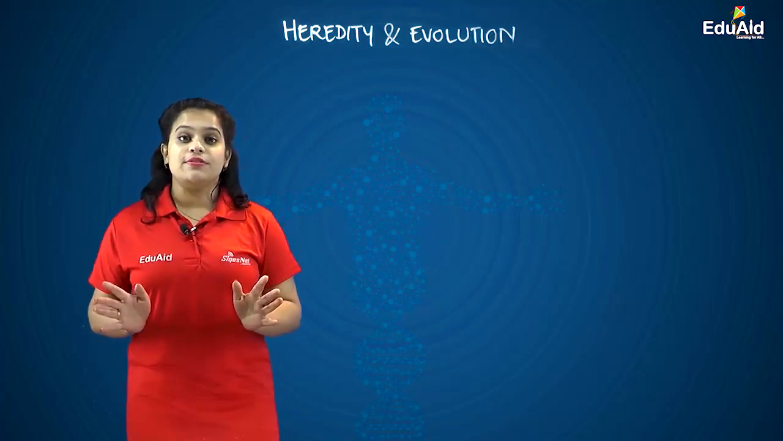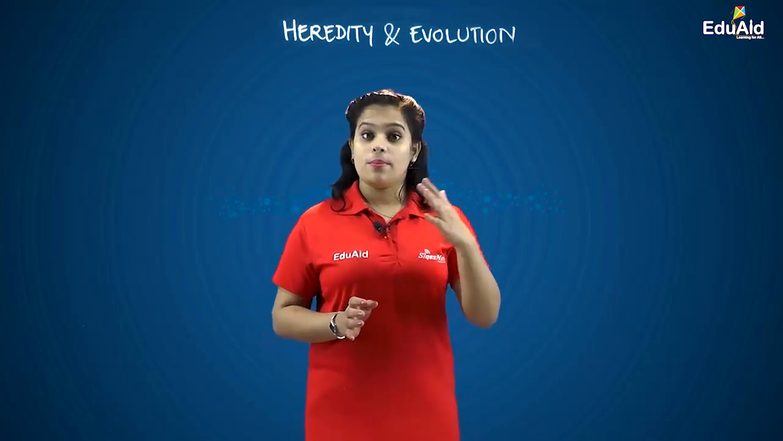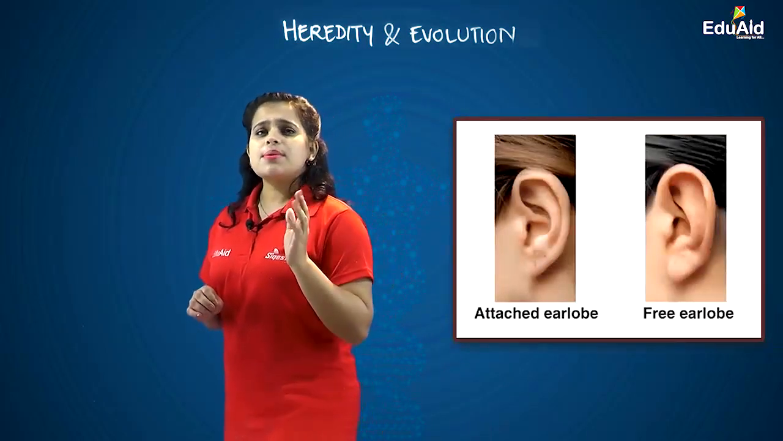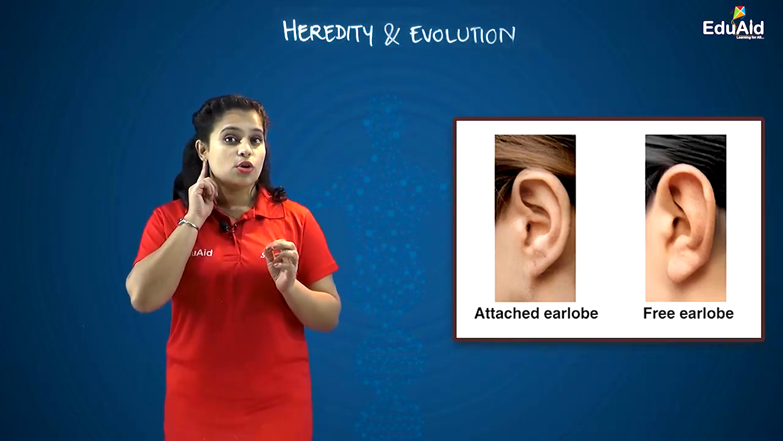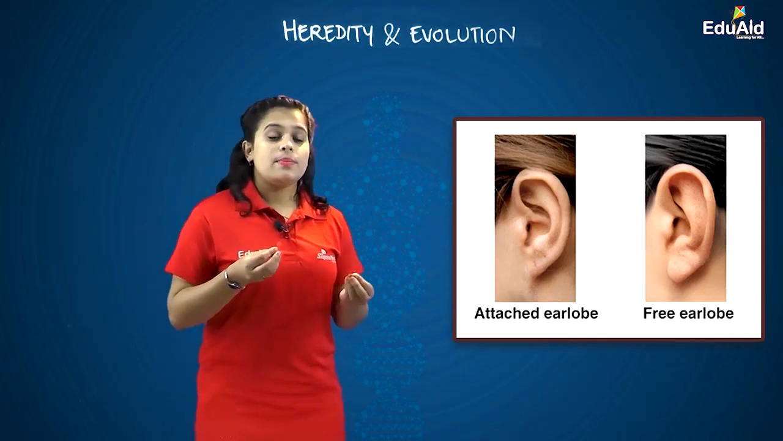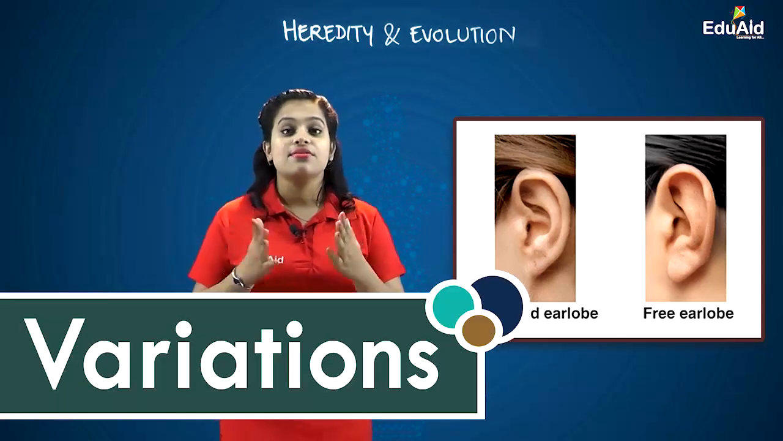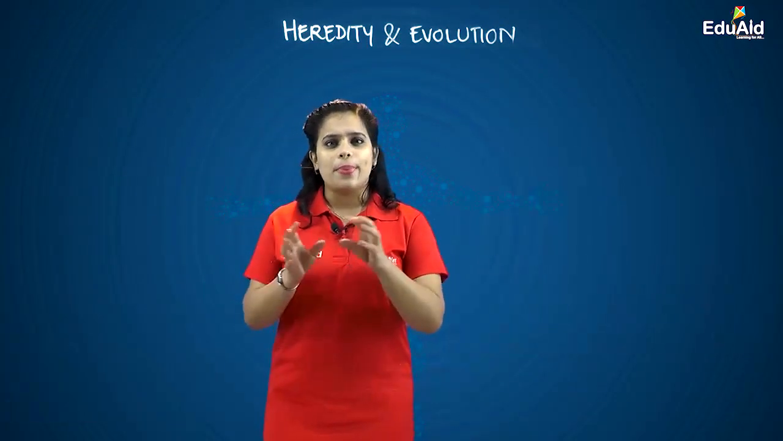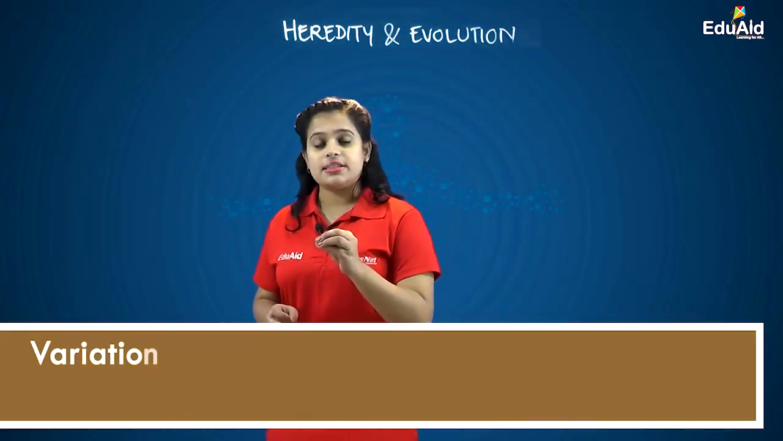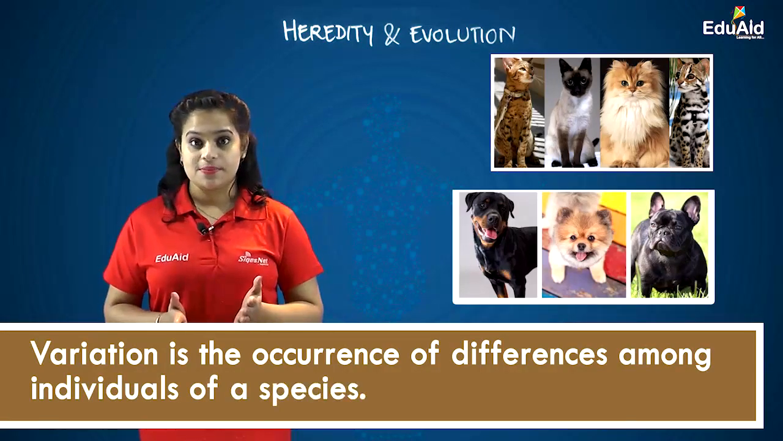In fact, no two individuals are exactly similar, and the individuals of a species differ from each other by one trait or the other. For example, amongst yourself, if you see, some of you might have earlobes which are attached to the skin in the jawbone, whereas others will have free earlobes. These differences are known as variations. So from the biological point of view, variation is the occurrence of differences among individuals of a species.